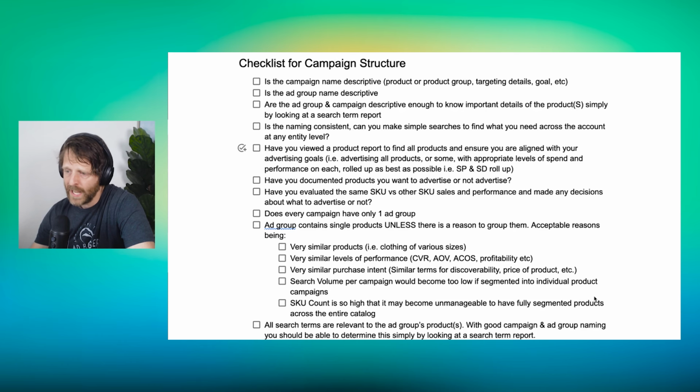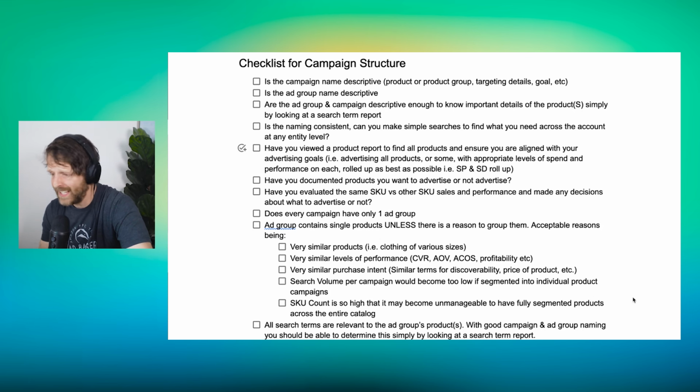So let's say you have multiple products and you're segmenting everything into individual product campaigns, and you notice that some of these products get very, very little data. The data is sparse. So you want to group these things together so that you can have more data per campaign, so you can actually optimize. SKU count is so high that it might become unmanageable to have fully segmented products across the entire catalog.